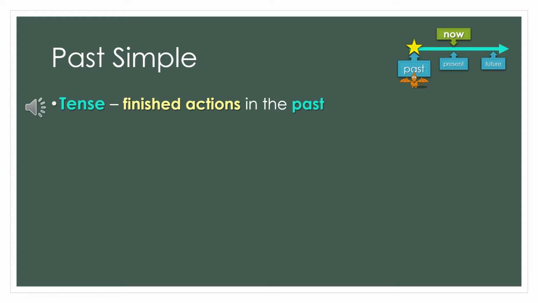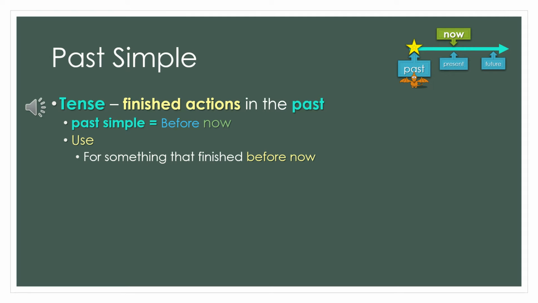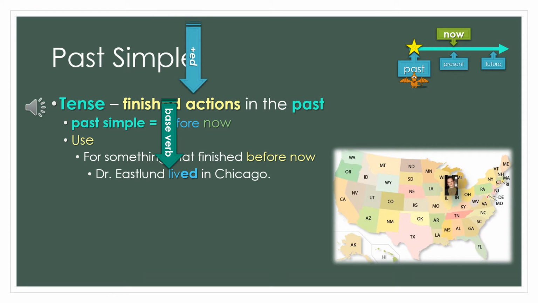The simple past is used to show finished actions in the past. Finished actions before now. For example, Dr. Eastland lived in Chicago. Lived is in the past simple. Live is the base form of the verb plus ed.